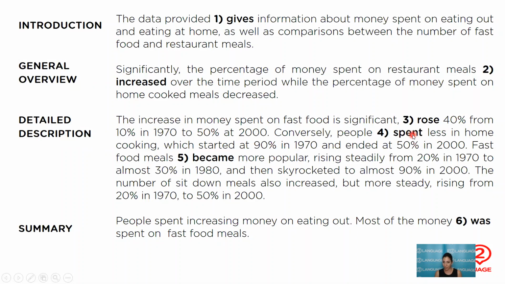People spent when? In the past, in 2000. Food became more popular when? In 2000. Okay, most of the money was spent when? In 2000. So we're talking about things that happened in the past. So generally, most of the verbs in writing task 1 are going to be in simple past.